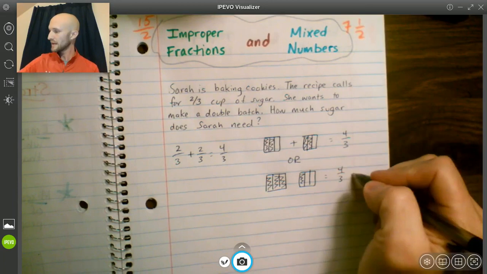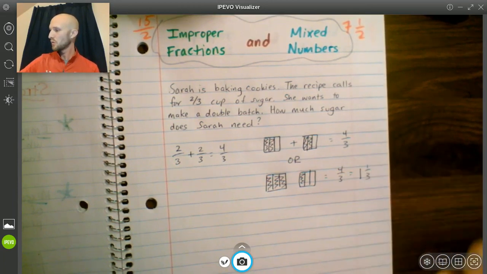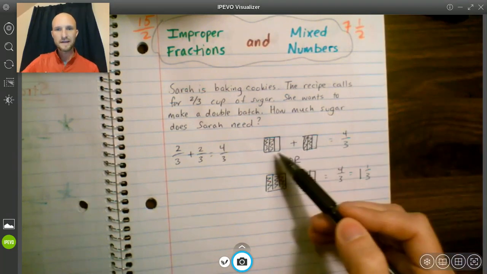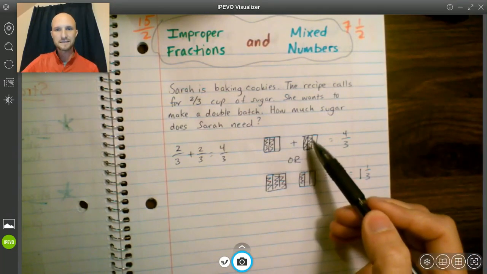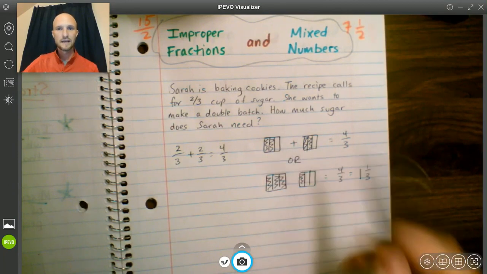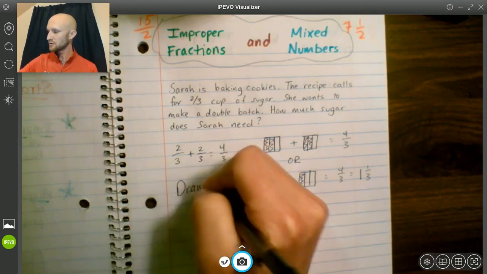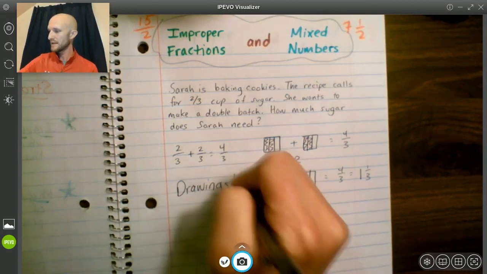So to show that as a mixed number, I could say that Sarah has 1 1/3. If we go back to this first drawing, it's kind of like taking that slice and filling this one in. You can see she has 1 whole and 1/3. Okay, so that's showing that with drawings. Great way to represent what you're doing.